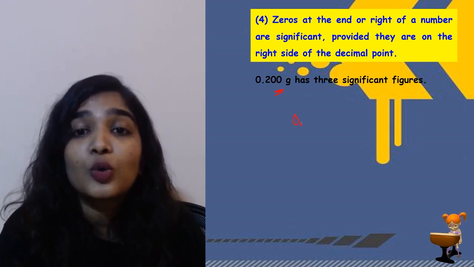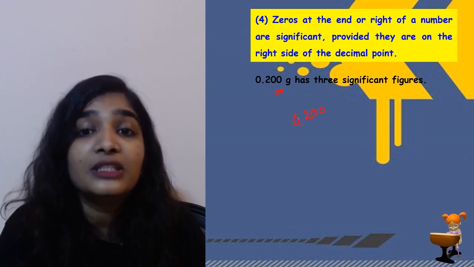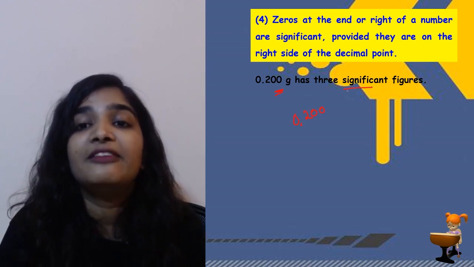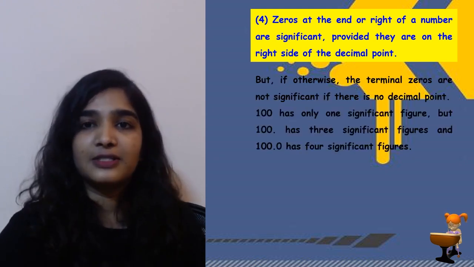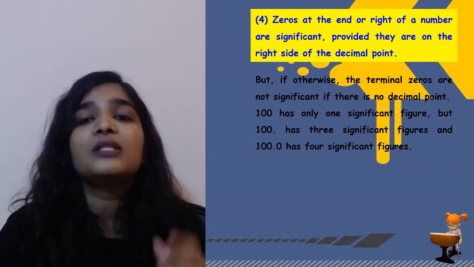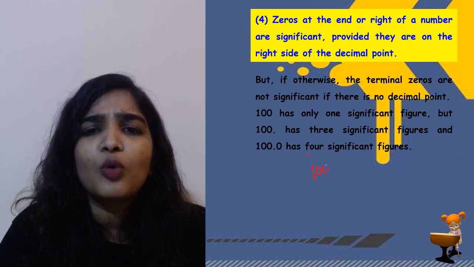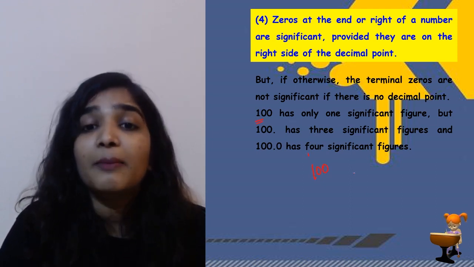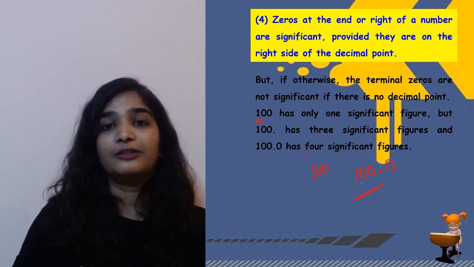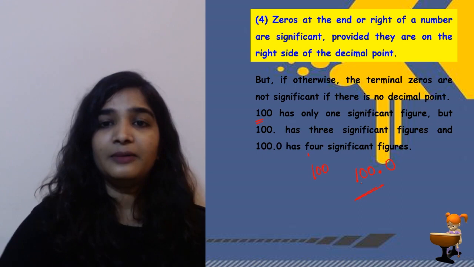So in this you have 0.200. The leading zero is not significant, so you will have 3 significant figures. So what happens is 100, you have only one significant figure. But if you write it like 100.0, now you have 4 significant figures. Okay? Yes.